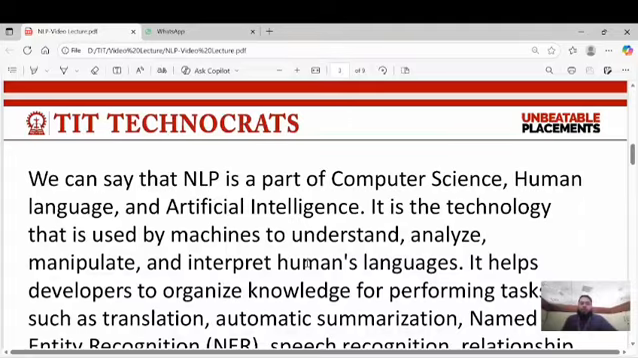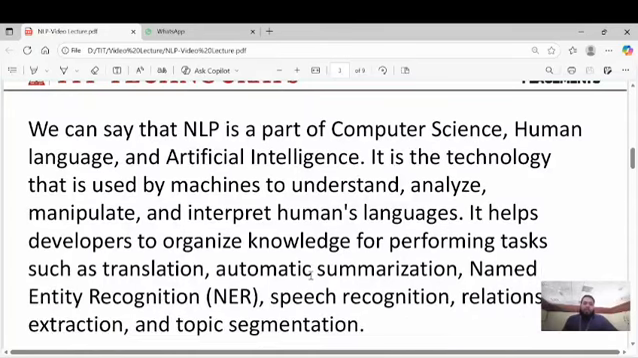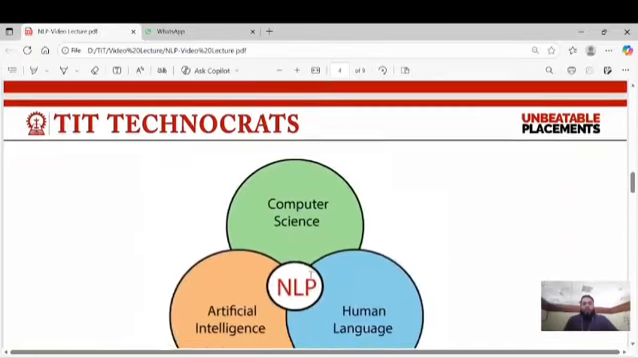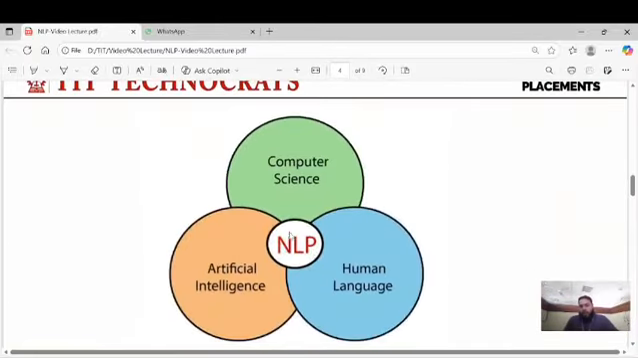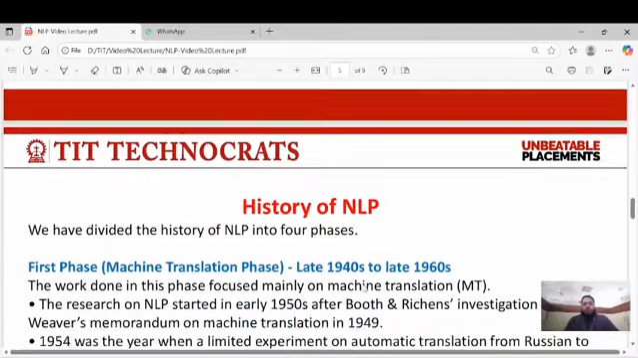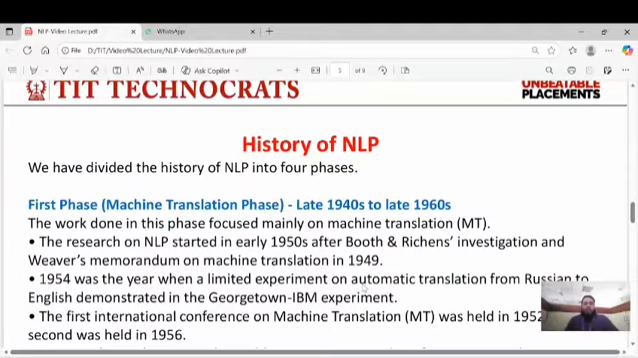It helps users in performing tasks such as speech recognition, relation extraction, automatic summarization, and named entity recognition. So there is a diagram which shows that NLP is the intersection of all those fields: computer science, artificial intelligence, and human language. Now we will discuss the history of NLP.